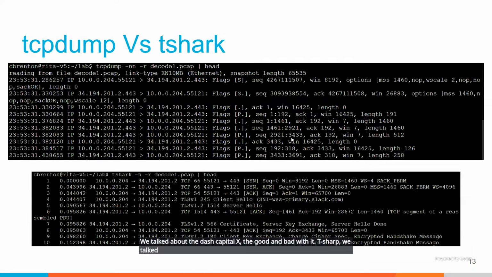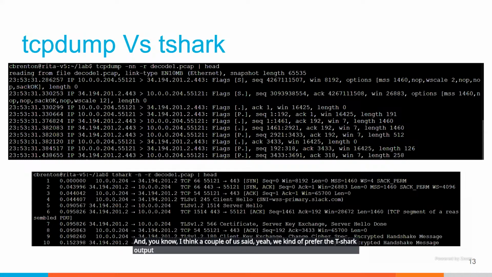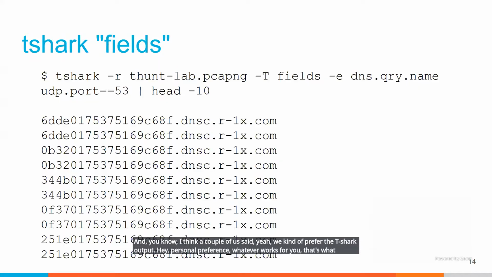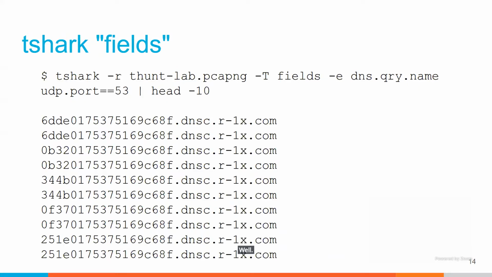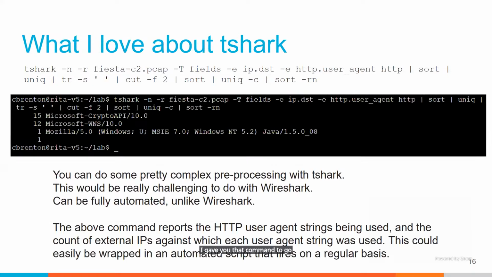Here's a pretty screen that puts TCP dump up here and T-Shark down here, so you can visually see the difference between the two. And I think a couple of us said, yeah, we kind of prefer the T-Shark output. Hey, personal preference. Whatever works for you, that's what to go for. There's no wrong answer. It's right if it works for you. I gave you that command to go through and do, so we talked about that.